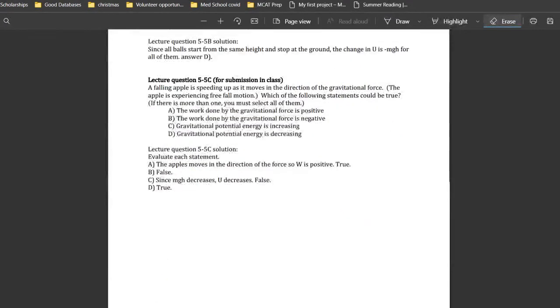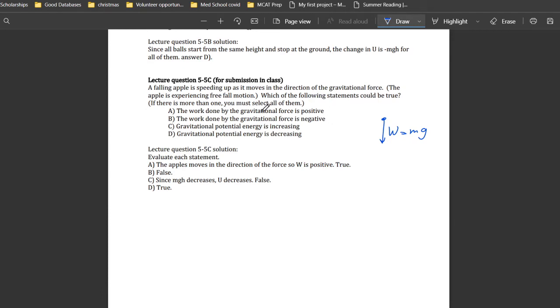For 5-5C, we have a falling apple that is speeding up as it moves in the direction of the gravitational force. So it's experiencing free fall motion. Let's just draw out the force diagram for that apple. So it's experiencing only the weight force. Recall that free fall is when an object is only experiencing its weight force as the predictor of its movement. And weight force is just equal to mass times gravitational acceleration. Which of the following statements could be true about the apple experiencing free fall motion? More than one can be correct.